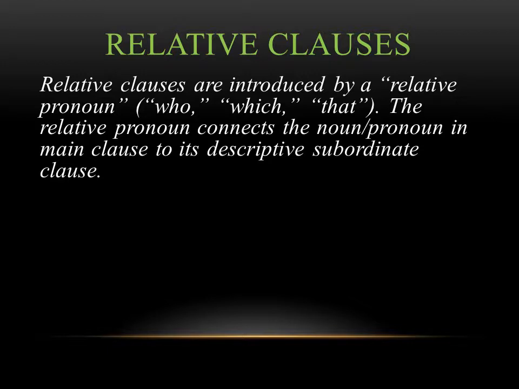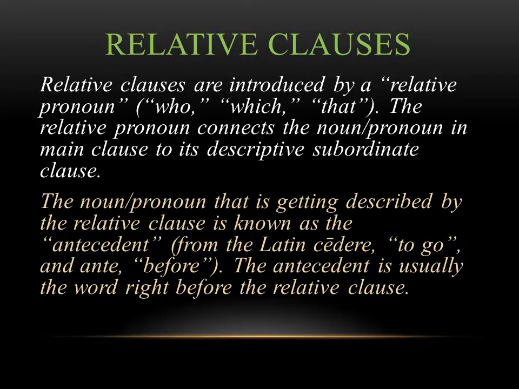So relative clauses are always introduced by what we call a relative pronoun, which in English is who, which, or that. The relative pronoun is connecting the noun or pronoun in the main clause to its description in the subordinate clause. So in other words, if we think back to that sentence, I'm describing the word boy and saying he's Roman. The noun or pronoun that's getting described by the relative clause is what we call the antecedent, and it comes from the Latin words to go before, which makes sense. It's usually right in front of the relative clause.